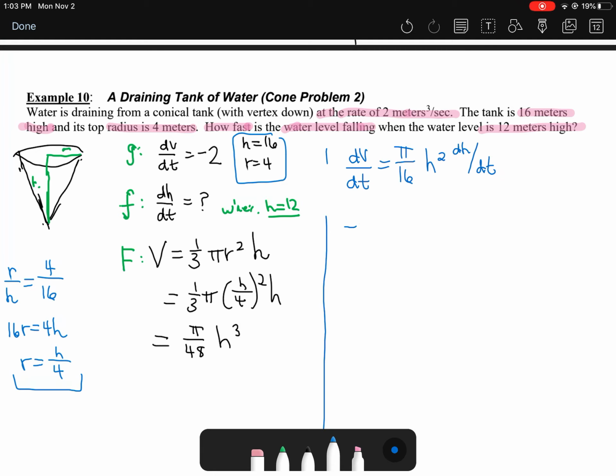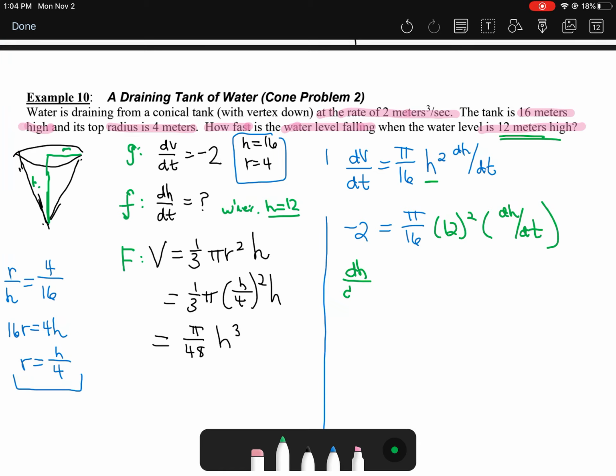Now let's go ahead and plug everything in. I get -2 equals pi over 16. Now here's where you have to be careful. This is h squared. Some of you might have plugged in 16. I need to know how fast the water level is falling when the water is 12. That's why we have 2 heights. So I'm plugging in 12 here. And then dh/dt is what we need to find. So this one is a tricky problem. Let's divide everything over to get dh/dt by itself. So dh/dt is equal to -2 over 9 pi meters per second.